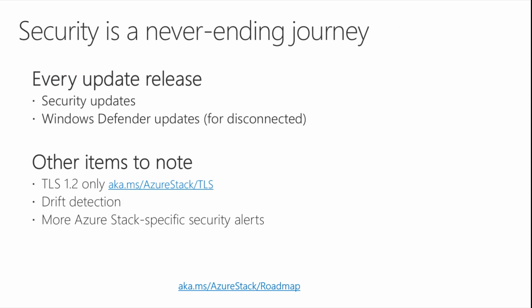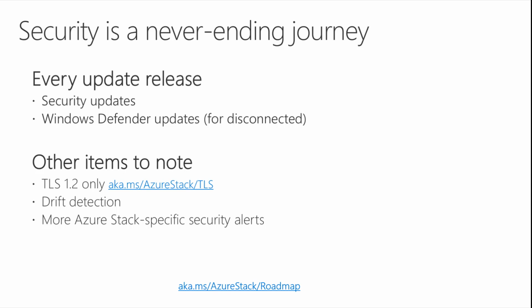Security is a never-ending journey. So every update, there's a release for security updates, and we'll talk a little bit more about TLS and how you can configure that. But Azure Stack architecture overall is built on two security principal pillars, as we mentioned: assume breach, hardened by default, and therefore continual updates will be made whenever it makes sense to improve the overall security posture of the original and even the updated designs.